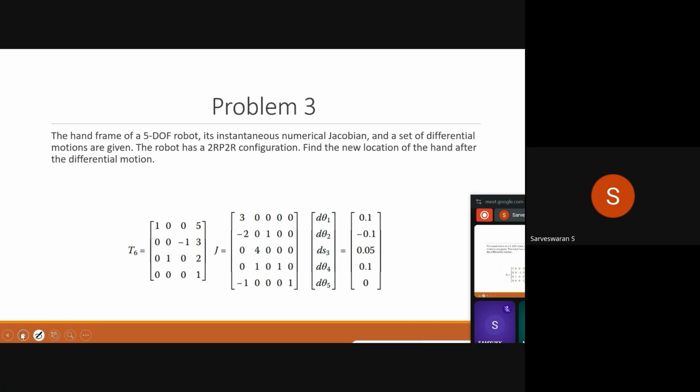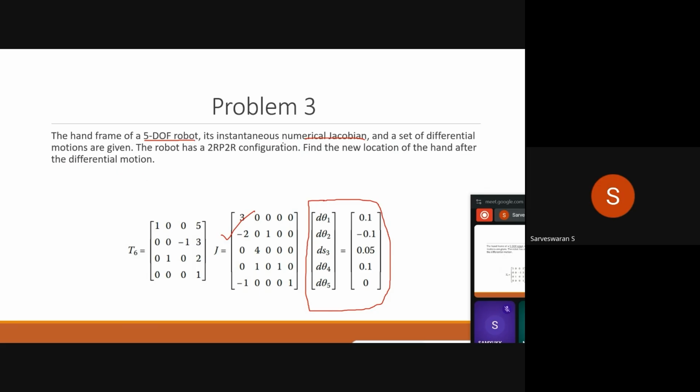And there is also one more problem. The hand frame of a 5-DOF robot. So you have a 5-DOF robot, and its instantaneous numerical Jacobian is provided. So this is the Jacobian of a 5-DOF robot, and a set of differential motions are given. So this is the set of differential motions which was provided, and we have to find out the new location of the hand after the differential motion.